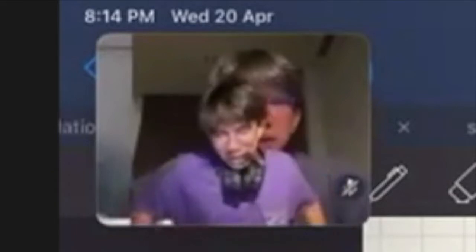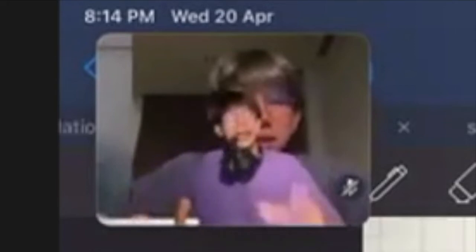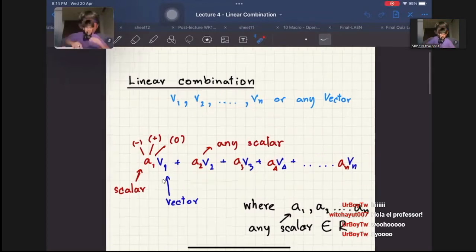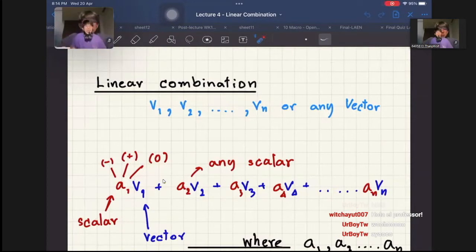Okay. Let's get started. Today, I want to teach you about mathematics. What is mathematics? I am a professor. You see this? It's a linear combination. Today, listen, we will talk about the linear combination.